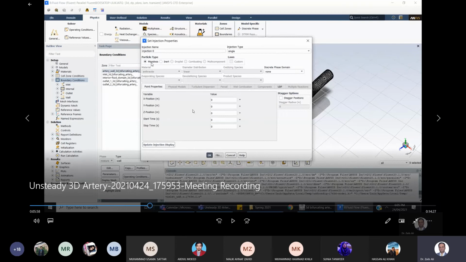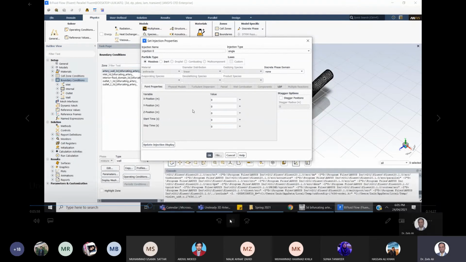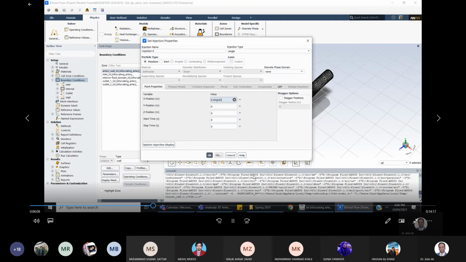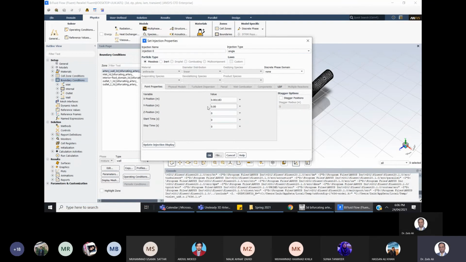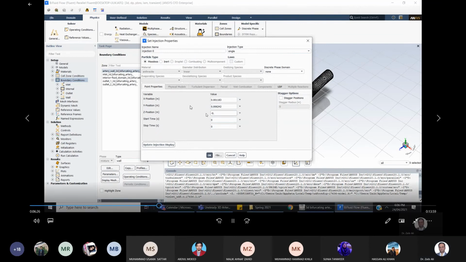So here we are clicking massless, and then you need to give it the initial position or the coordinates where you will be introducing this particle. So at the inlet, we are introducing two particles at arbitrary coordinates or arbitrary locations. So you need to select section properties and then you need to give the location coordinates. Okay, so that was something which I wanted to point out.